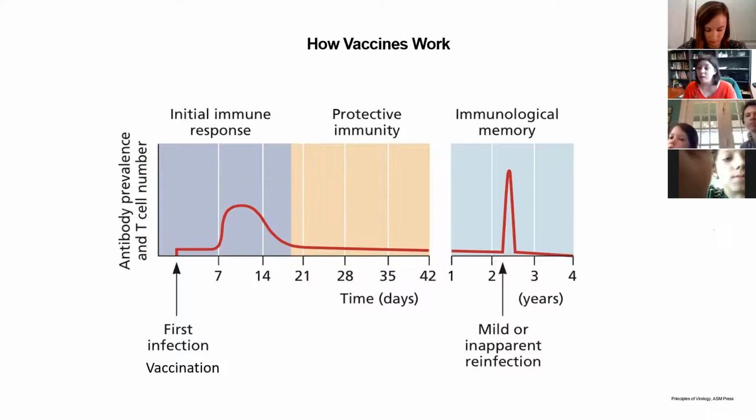They still remain there in the background. They're like surveillance, going around looking for that virus in your blood again. So sometime down the road, if you do get infected with that virus, your memory cells are there, and right away they start producing tons of antibodies to clear that infection so you don't get sick.